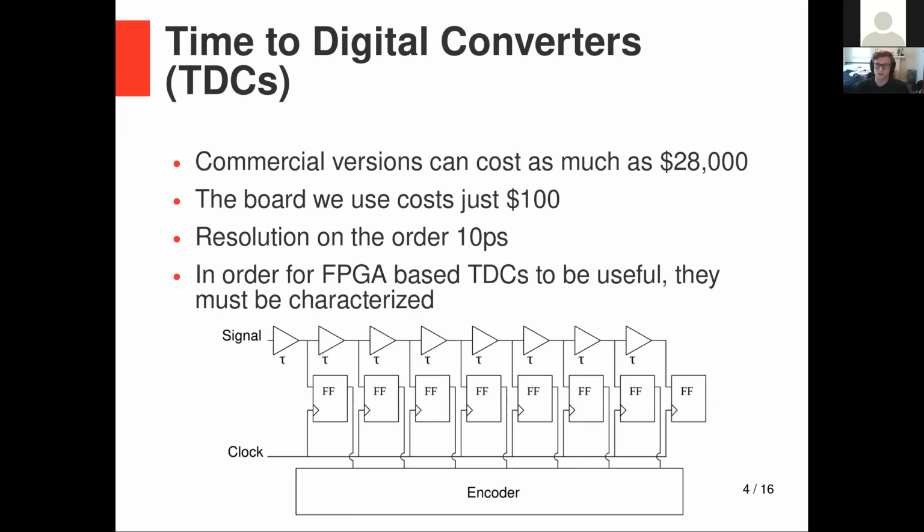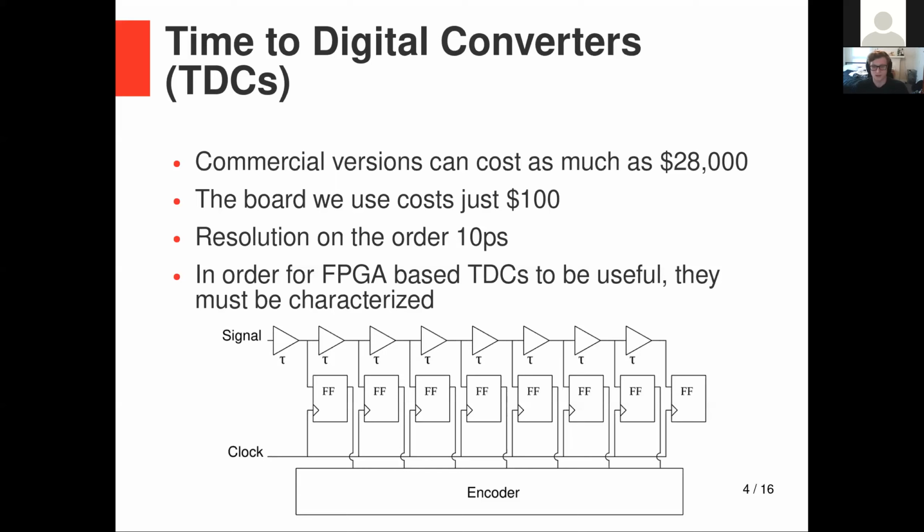So these get a resolution on the order of 10 picoseconds. So that's about 10 to the minus 14 seconds. And that's using various clever bits of circuitry. But a naive way to make a time to digital converter is what you see in the image down there, a tapped delay line time to digital converter.